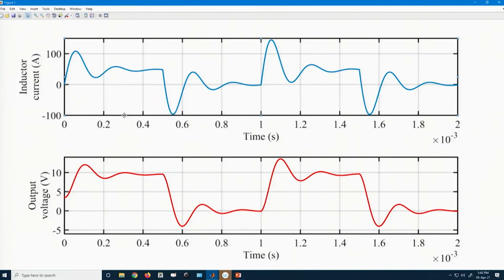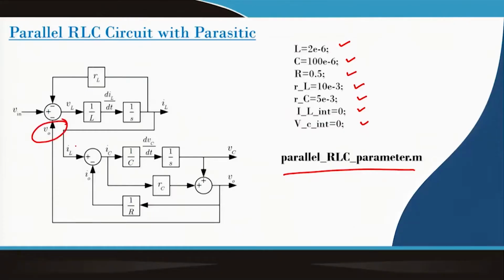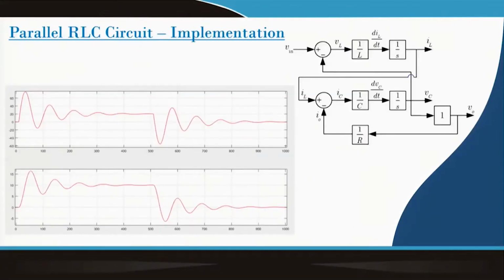Which block are we talking about? We are talking about this block, parallel, and this kind of result you can see from the scope. So, this is a parallel RLC circuit implementation using MATLAB.